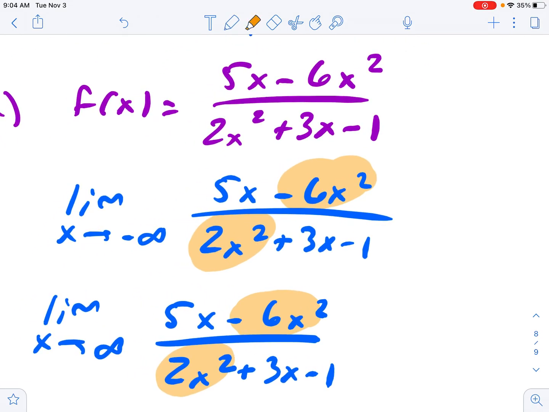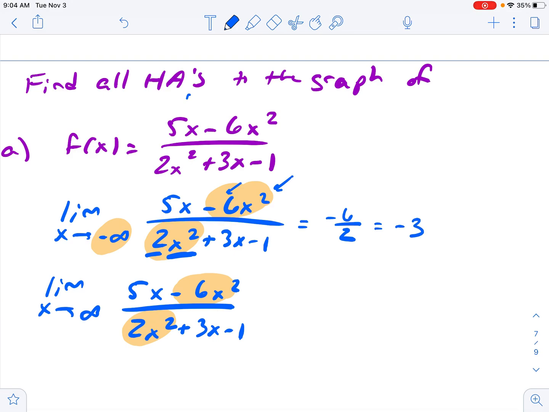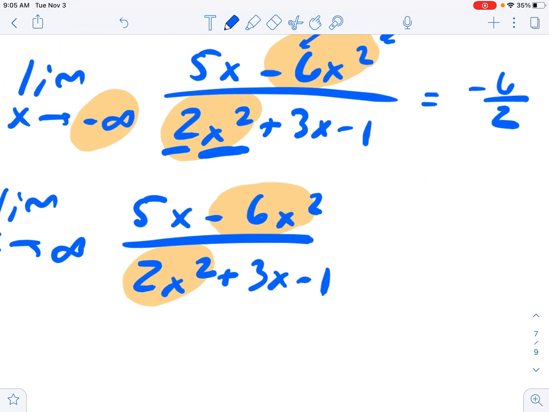Think about it. In the top case, as x gets big in the negative direction, a negative number squared is positive, times negative 6 is negative. A big number squared is positive, times positive 2 is positive. So I'm getting back negative over positive, which, if I just look at the coefficients anyways, that's what we have here. And we get back what looks to be negative 3 as a value.